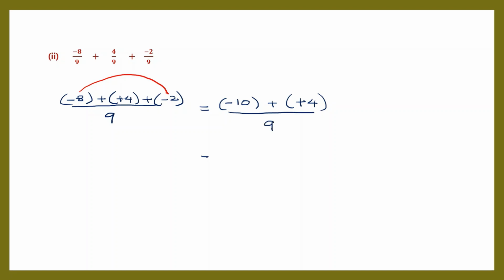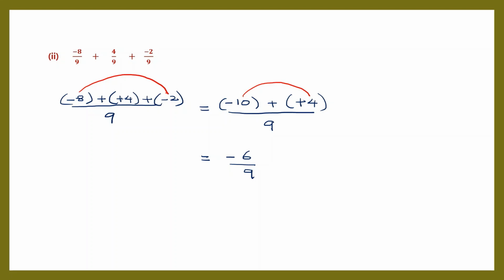So now the signs are different, isn't it? Minus 10 and plus 4 signs are different. So we put the sign of the bigger number and we subtract. We subtract 10 and 4. So 10 minus 4 is 6. And the denominator is 9. So here we have minus 6 by 9.